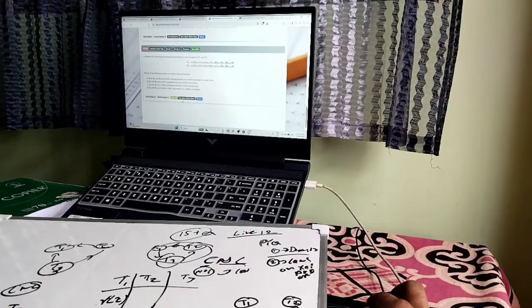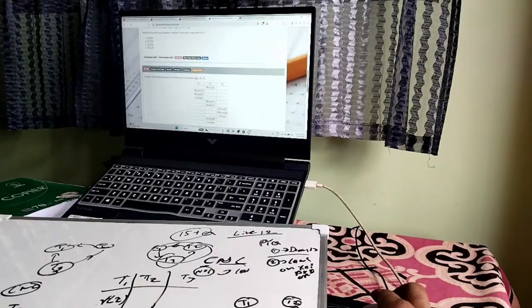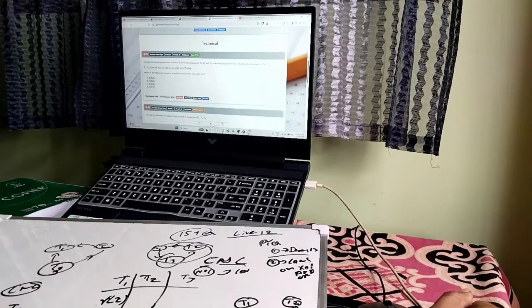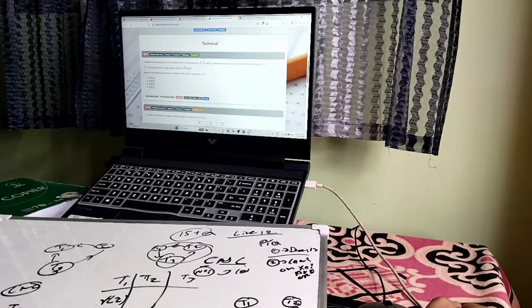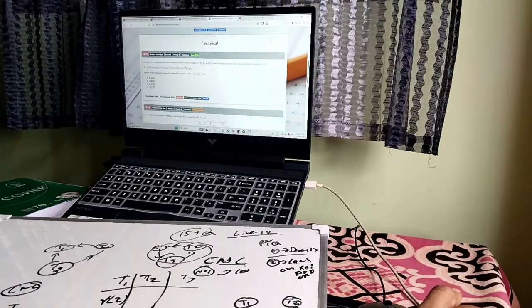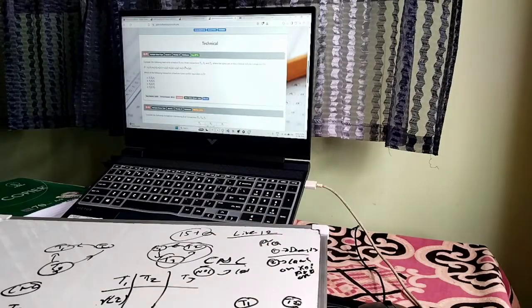Okay, so what about this question, the upper question? I got the same. We got three transactions. Let's do this question again.